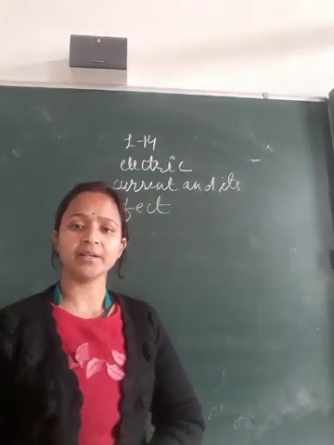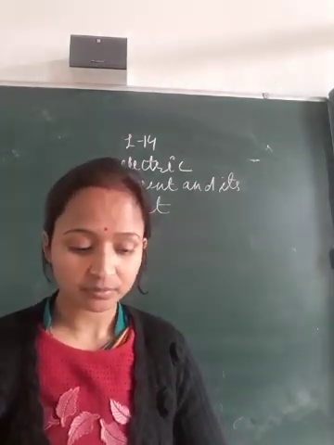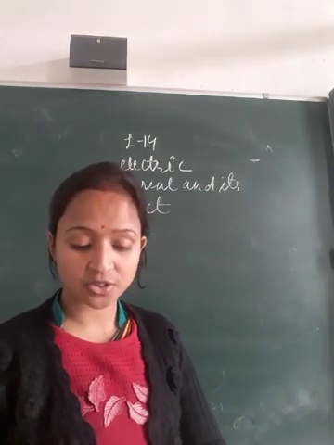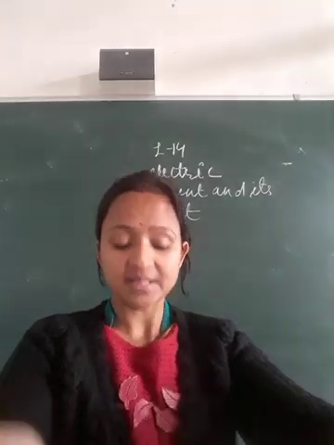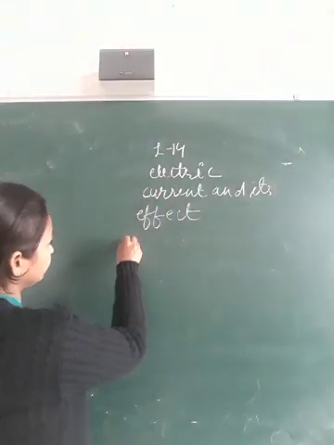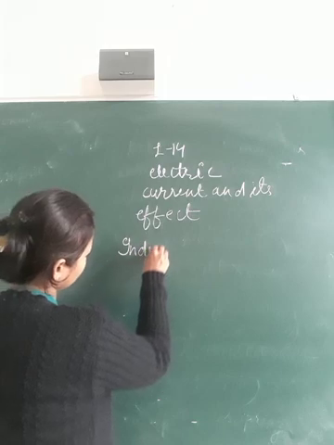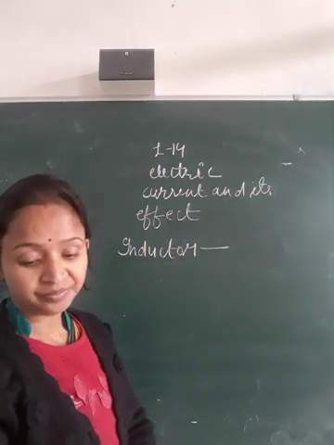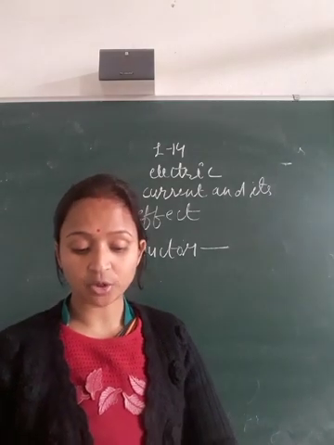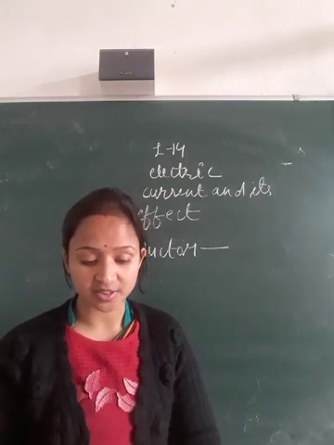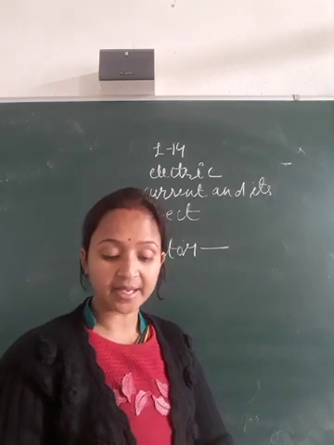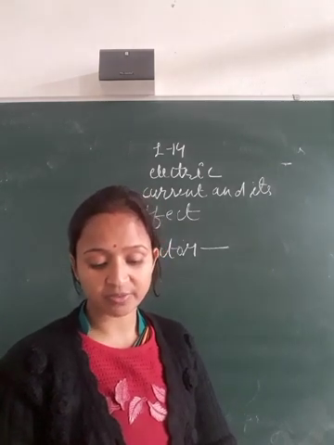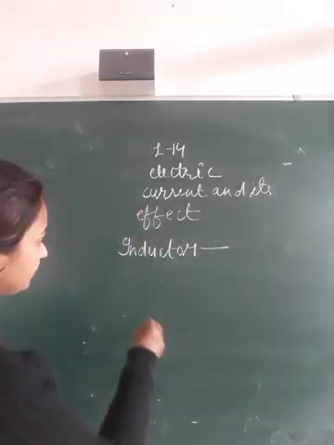Electric current and its effect. So yesterday I told about the variable resistance, and now we will discuss the inductor. Inductor. It consists of an insulated copper coil of a large number of turns. It represents an inductor, and it behaves like a magnet on the passage of electric current.